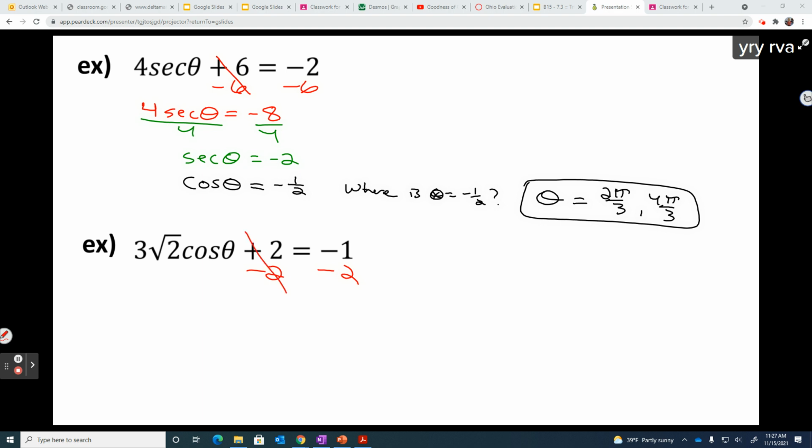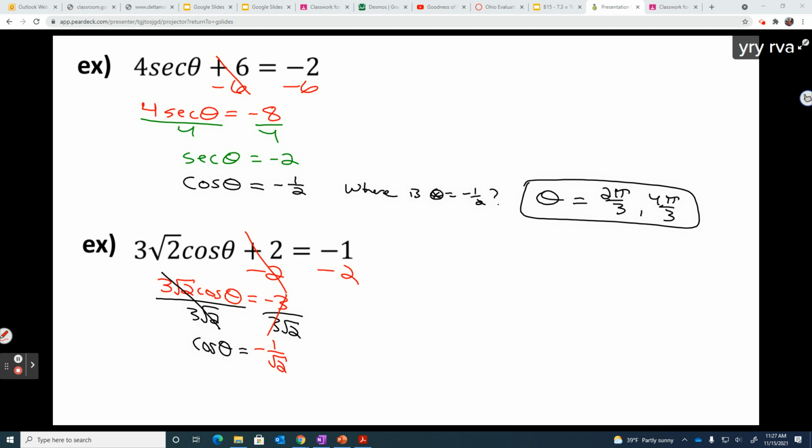So we cross it out. 3 square root of 2 cosine of theta equals -3. Three radical 2, again, is just a single thing. So we're just going to divide it out. We divide both sides by 3 radical 2. And then we're left with just cosine. And the 3's are going to cancel here too, right? So we just get -1 over radical 2.